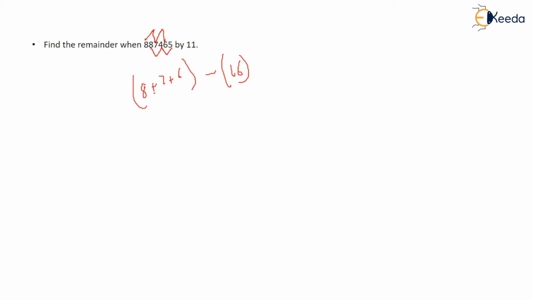After doing this, how much you get? 8 plus 7, that is equivalent to your 15. 15 plus 6, 21 minus 17, that is 4. 4 is remaining. So after you divide by 11, what remainder you get? You get only 4. 4 is the answer. Very simple, right? That's how you need to do the questions.